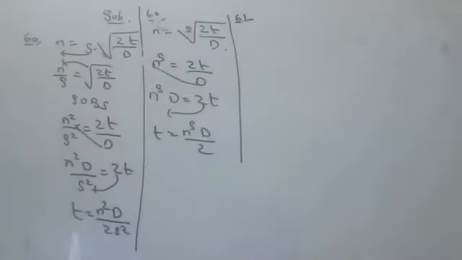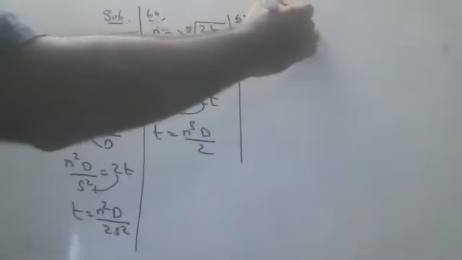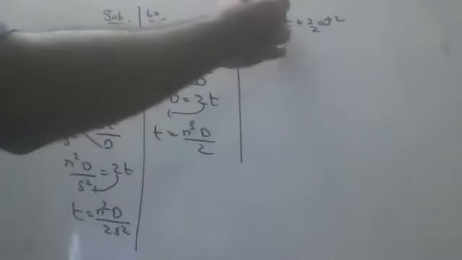61st question. What is the 61st question? Make a the subject. s is equal to ut plus half a t square. Anyone wants to try this sum, or shall I do it? You have to make a the subject. Anyone wants to give a try? Okay, children, no one, so okay, as you wish.